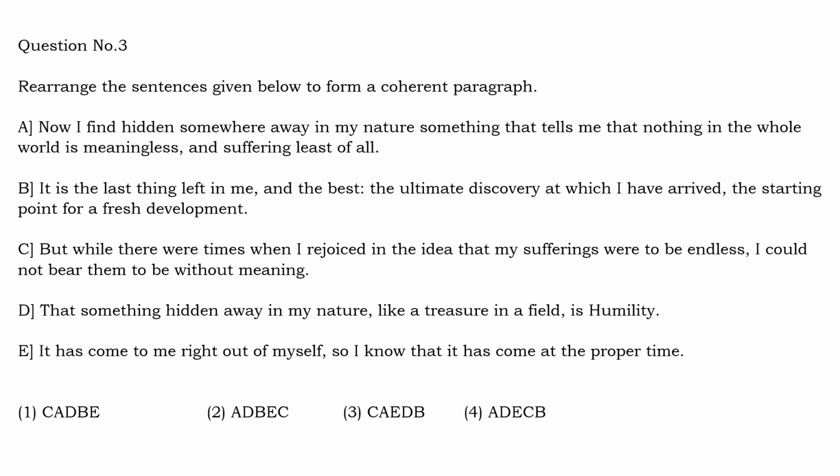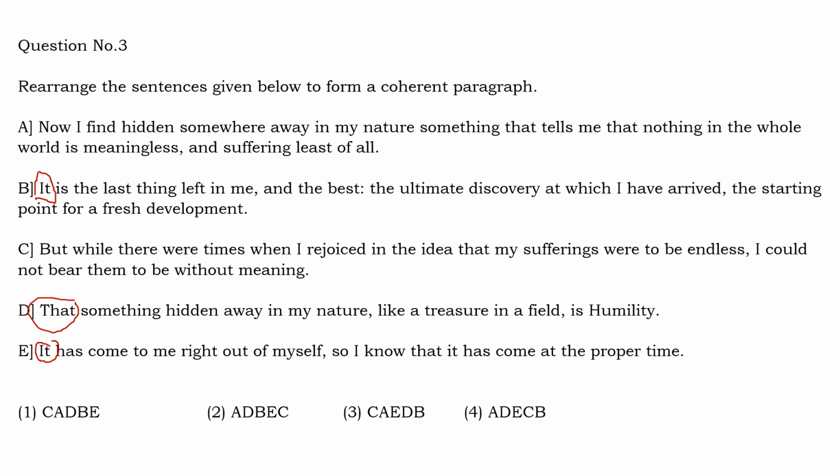Now how to find the opening sentence. Obviously this is not the opening sentence because we have a pronoun "it" here, and another pronoun "that" here, so this will not be the opening sentence. Again "it" here, not an opening sentence. So you can say that either C or A.